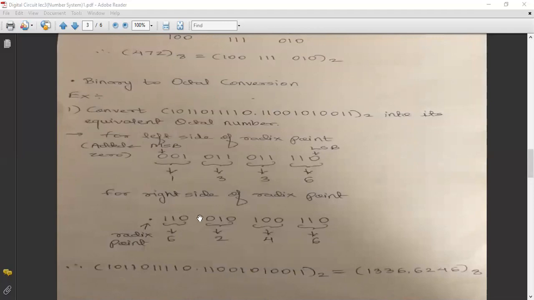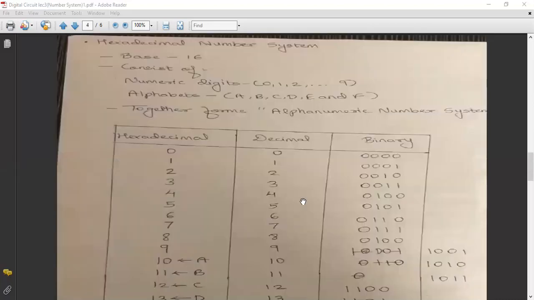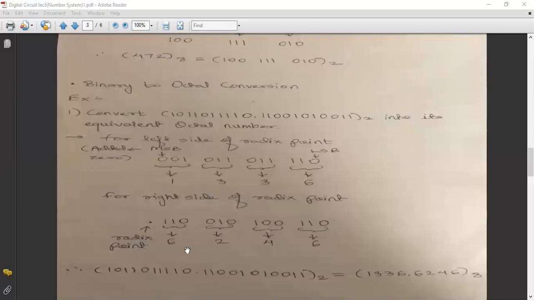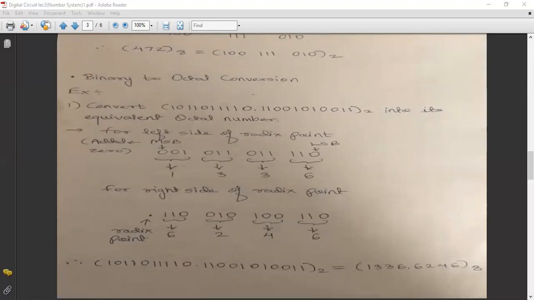So 110 will form one group, 010 will form a second group, 100 will form a third group, and 110 will form a fourth group. Here we have padded a 0 here. Okay. So what we have done, we have again converted this binary number into its octal form. So 110 is nothing but 6, 010 is 2, 100 is 4, and 110 is 6.